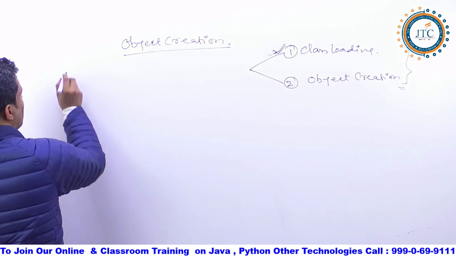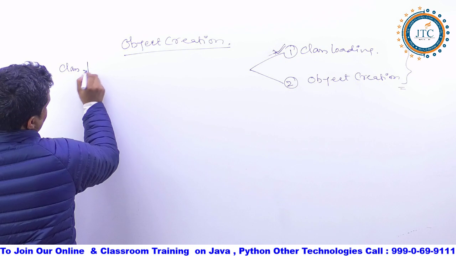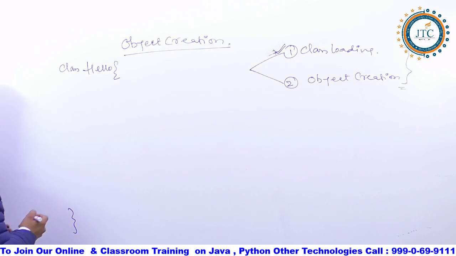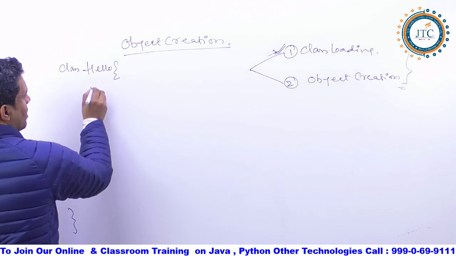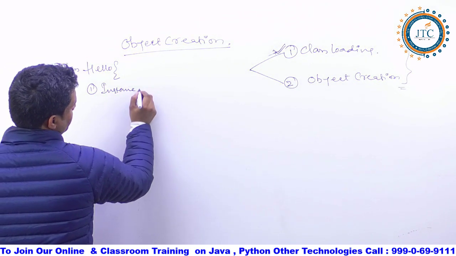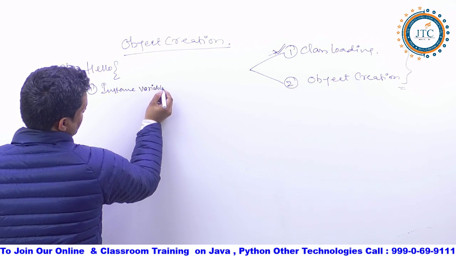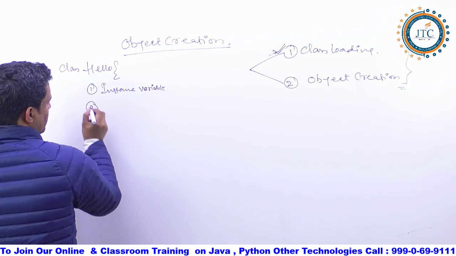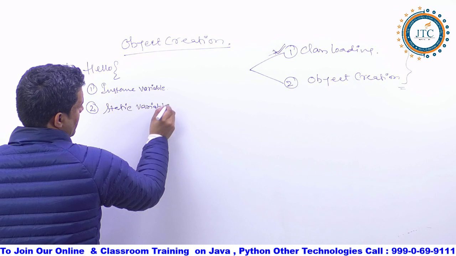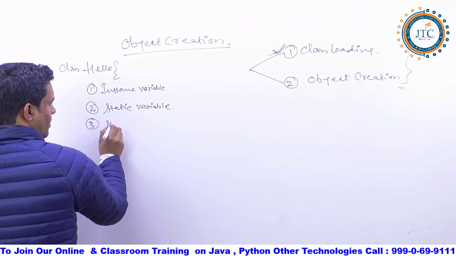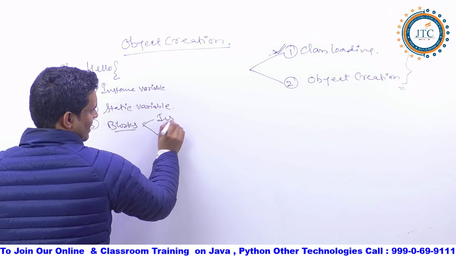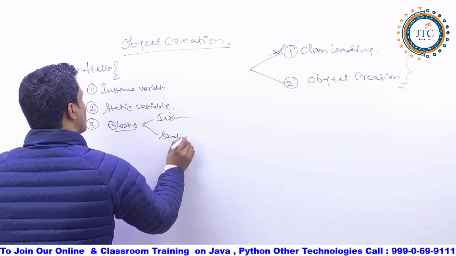So let's say we have a class, and the class name we are writing is Hello. In this class, first, we may have some instance variable. Second, we can have a static variable. Third, we have the blocks, instance and static.